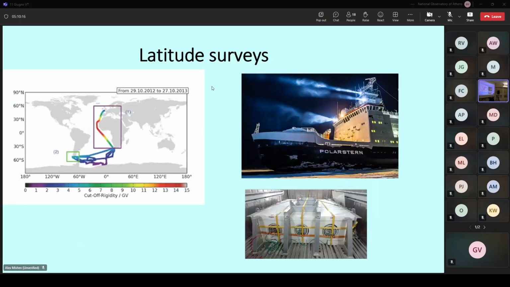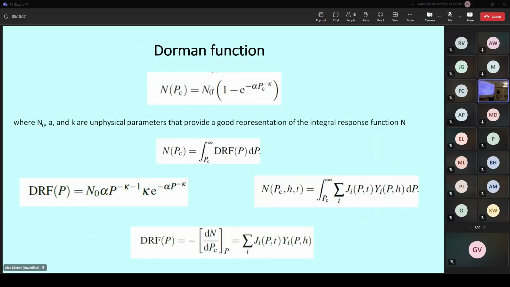It's a nice picture. To scan through all the rigidity and measure the count rate variation of the neutron monitor is the so-called latitude survey. With convenient parameterization, here is an example of the Dorman function. We can assess and obtain the parameters of the response function. However, I'm not recommending using this function for ground level enhancement analysis.